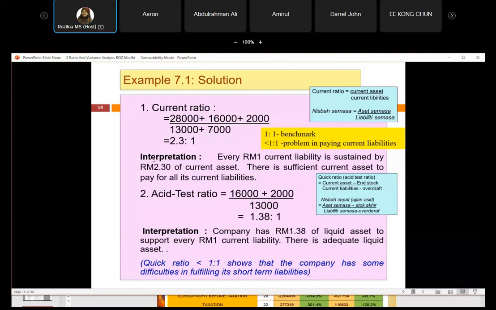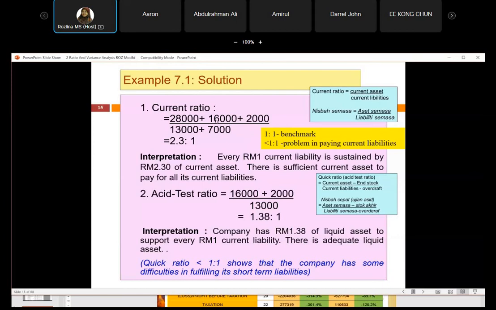They will ask you to think what is the formula when you are asked to see whether the current asset can pay for all its current liability. So you have to identify what is the current ratio. The current ratio is current asset divided by current liability.